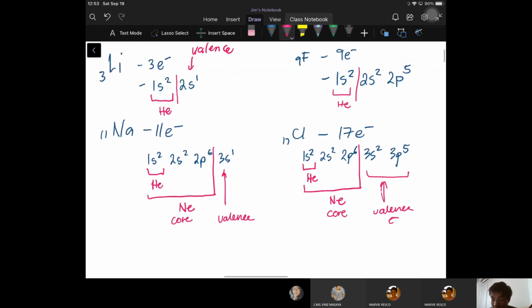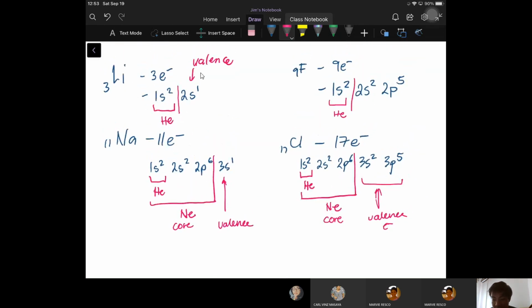So ano mapapansin natin? Ito yung trick. The number of valence electrons actually corresponds to the group of your atom in your periodic table. Yung valence electrons, equivalent yan sa group number sa periodic table.